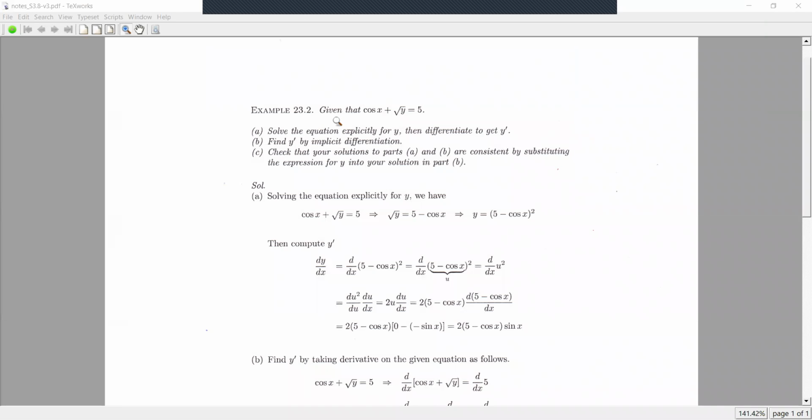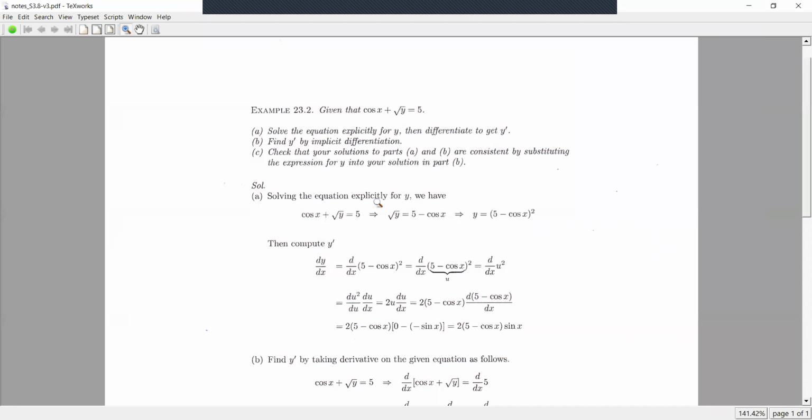Example 2. Consider this equation. In this equation, x is an independent variable. y is a variable that depends on x. When something depends on x, we say that thing is a function of x. So y is a function of x. Now, part A. Solve the equation for the function y, then compute the derivative of the function.